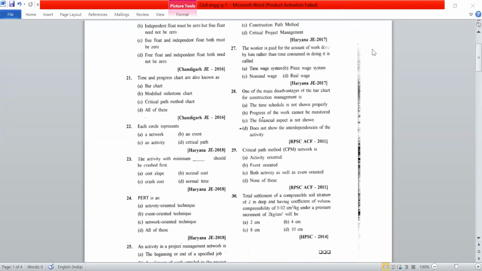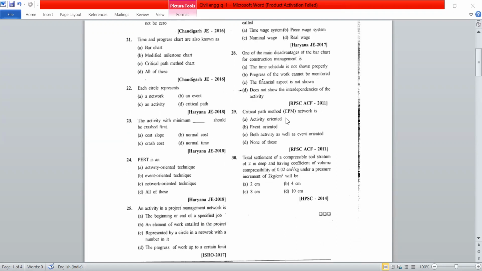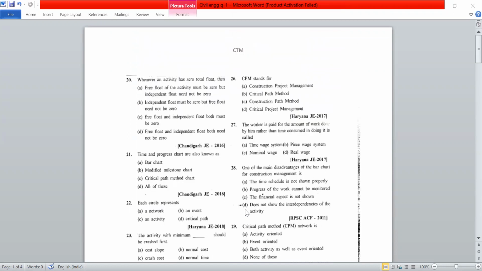PERT is an event oriented technique, and an activity in a project management network is an element of work entailed in the project. CPM stands for critical path method. The worker is paid for the amount of work done by him rather than the time consumed in doing it is called as a piece rate system.